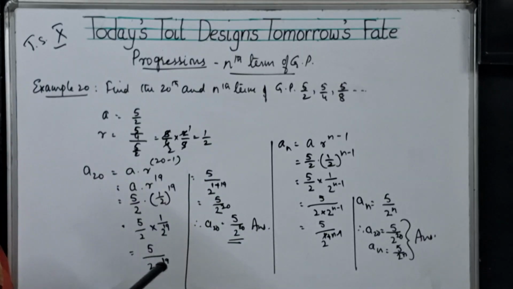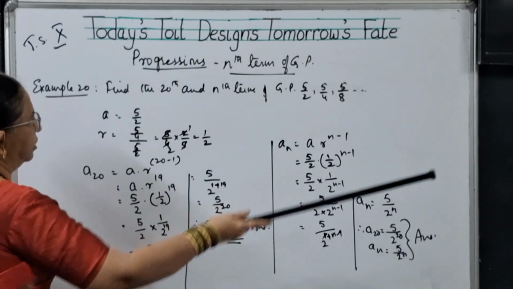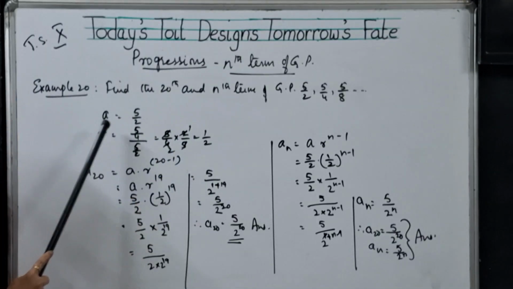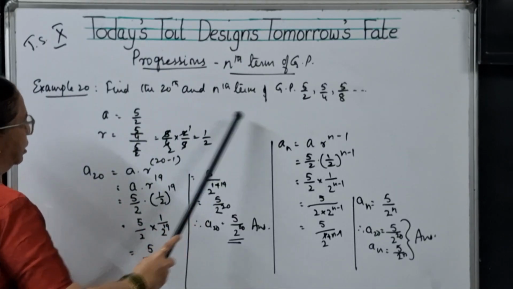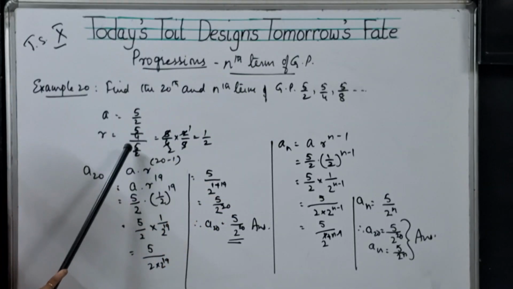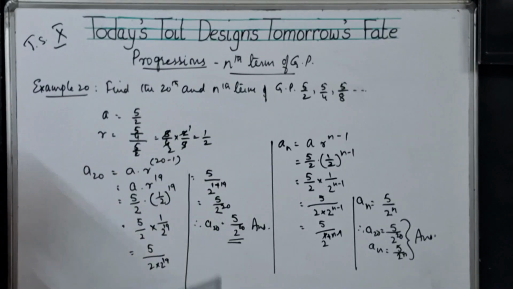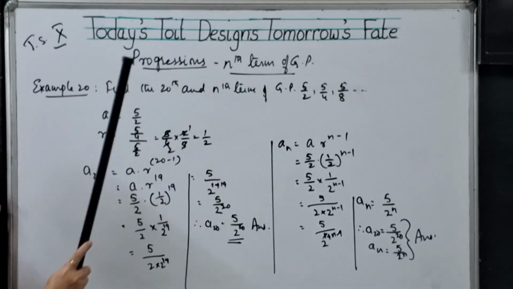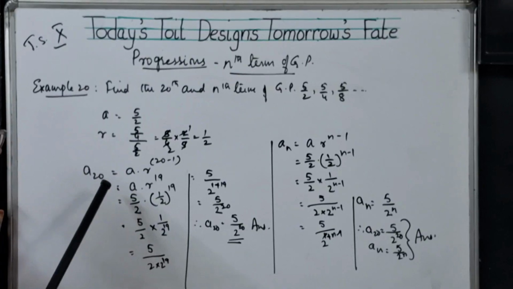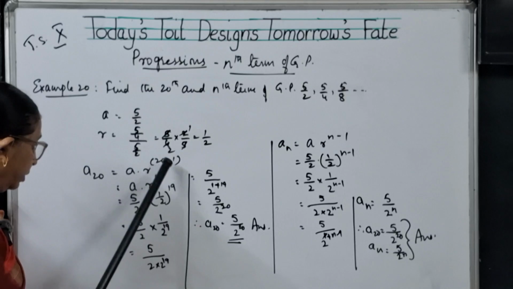They have given GP 5 by 2, 5 by 4, 5 by 8, and so on. They are asking for the 20th term and the nth term. So, in this, A is 5 by 2, R is second term by first term, 5 by 4 by 5 by 2, that is 5 by 4 into 2 by 5. 5 and 5 will get cancelled, 2 1s are 2, so 1 by 2 we have got. We want the 20th term. 20th term is A into r to the power of 20 minus 1.